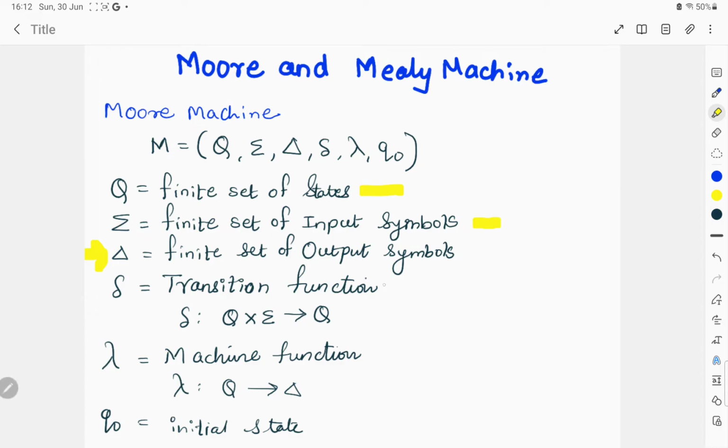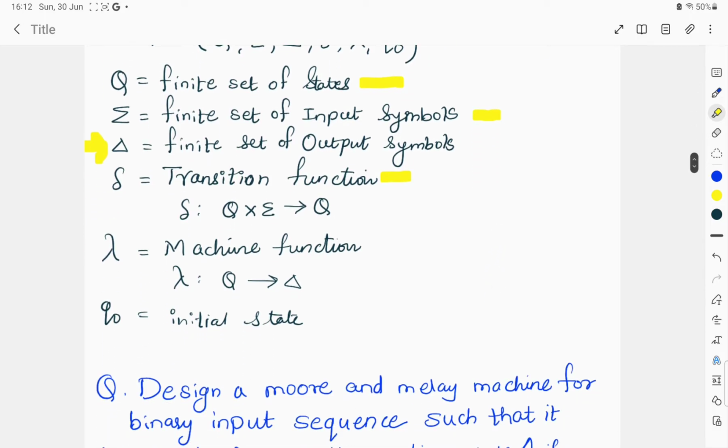Then we have a transition function, which is again the same as in DFA, that is Q cross sigma gives Q. Then we have this lambda here. Because we have output symbols considered, the machine is not just moving from one state to another state. The machine is also giving some output associated with every transition. So every state gives us some output, and that's why lambda is the machine function, which is nothing but the output that is given to us.